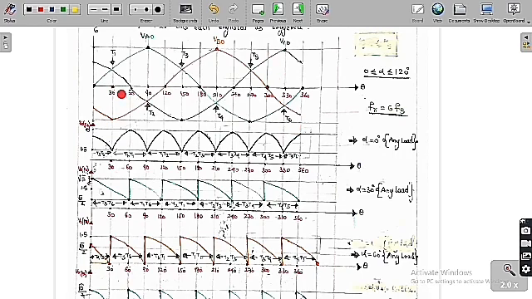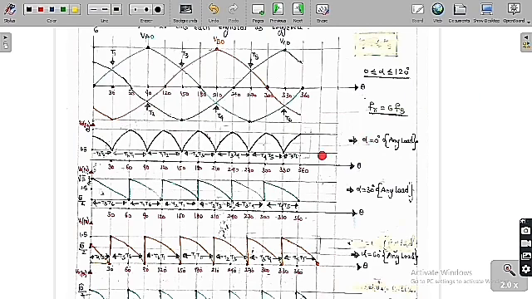So after every 60 degrees, we are going to trigger another thyristor: T1, T2, T3, T4, T5, T6. You can see clearly that the difference between the triggering of two thyristors is 60 degrees. For every 30 degrees, we are going to draw this straight line.